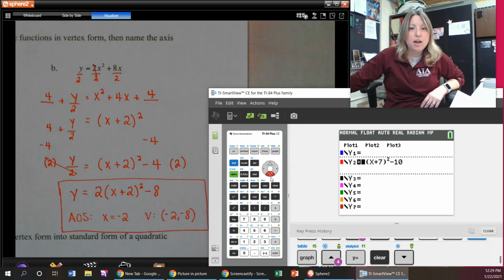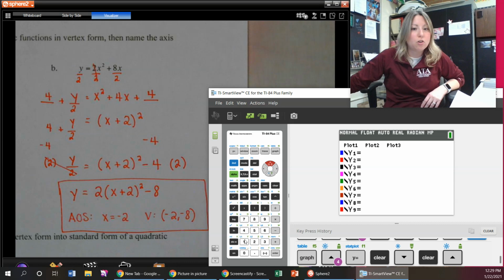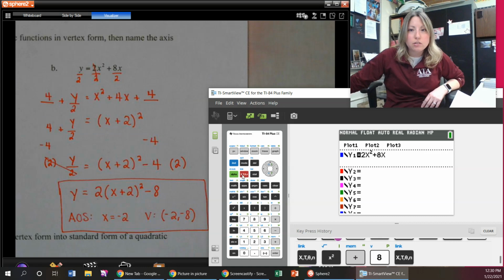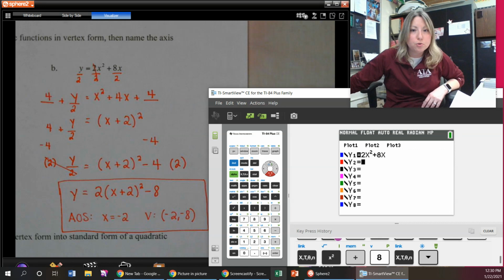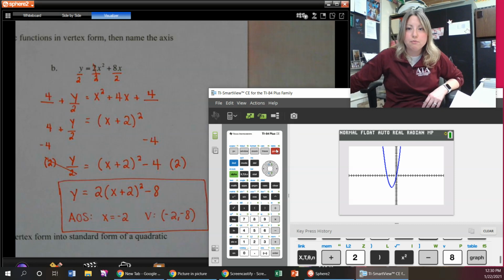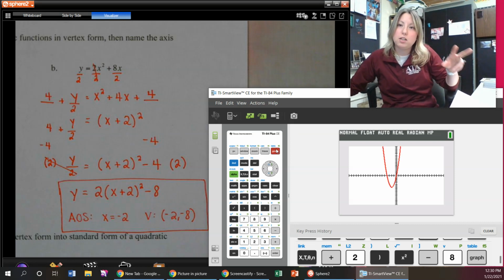So let's delete these guys, clear them out, and in y1, let's put the original, which was 2x squared plus 8x. So there's the original. Arrow down to y2, and let's put our new. So 2 times, in parentheses, x plus 2 squared and then minus 8 on the end. And when you press graph, these two things should just immediately overlap, which they did.